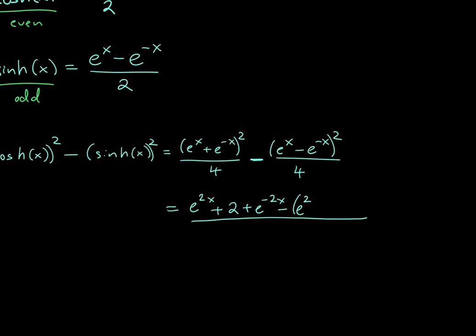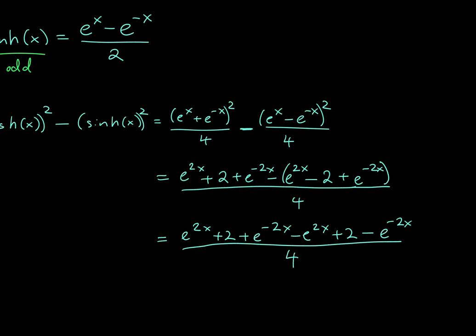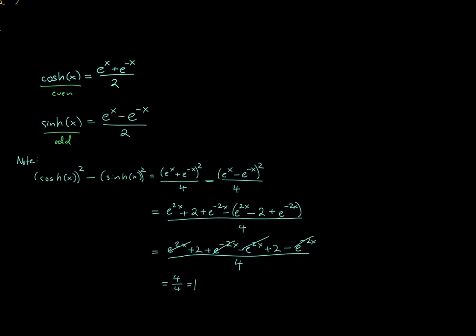Okay, so e to the 2x minus 2 plus e to the negative 2x, all divided by 4. This is the same thing as, okay, so we got e to the 2x plus 2 plus e to the minus 2x, minus e to the 2x plus 2 minus e to the negative 2x. Again, our goal is hopefully this all simplifies to 1. Oh, nice. Those guys cancel. Oh, shoot. These guys cancel too. And we have 4 over 4. Yeah, nice. That's 1. So this works with our old definition.